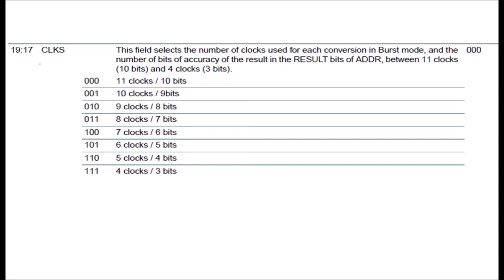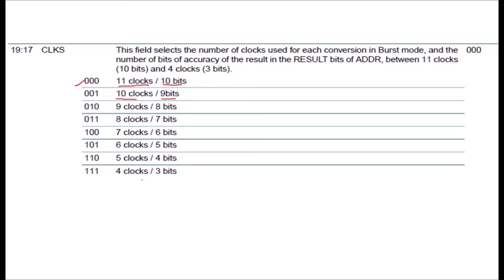The next fields are related to the clock. How many clock signals do you need? That is given here. If these 3 bits are 000, then 11 clock signals are required and the output is 10 bits. If it is 001, then 10 clocks are required, but the output is not 10 bits, it will be 9 bits. So if you want a perfect 10 bit output, it will use 11 clocks and you have to initialize this field with 000.